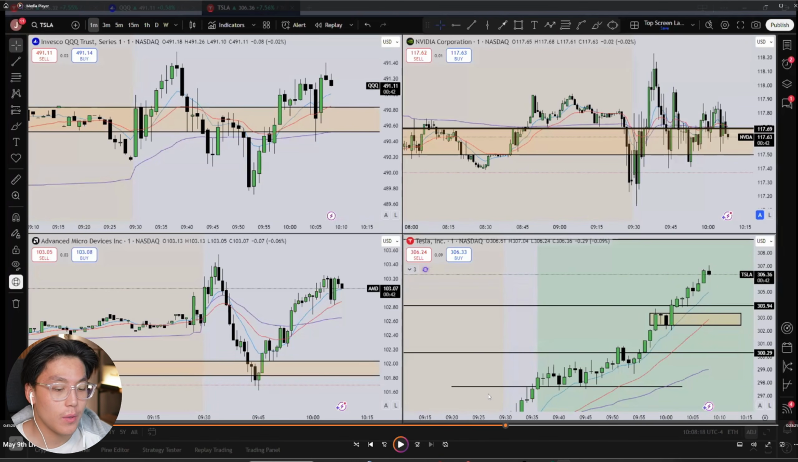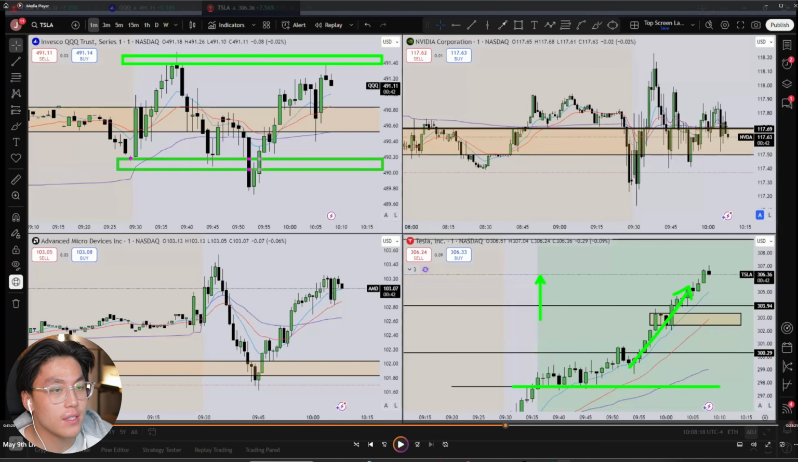But yeah, as you can see right there, I sped up the tape, but Tesla, super nice retest off your 5-minute opening range. Ended up just having continuation. You can see this huge trend towards the upside. This is just relative strength compared to the Qs. You can see Qs is inside of its range in the first 30 minutes. Tesla extreme relative strength with this higher time frame breakout.